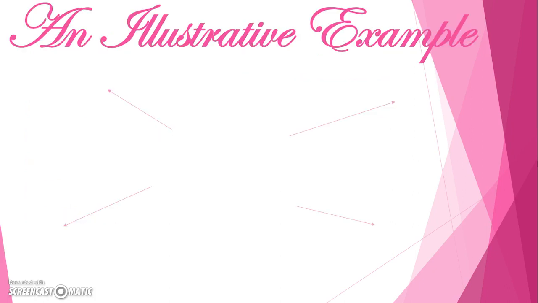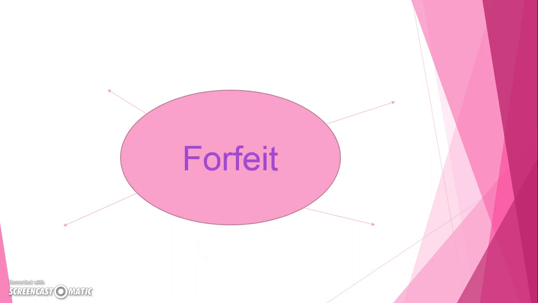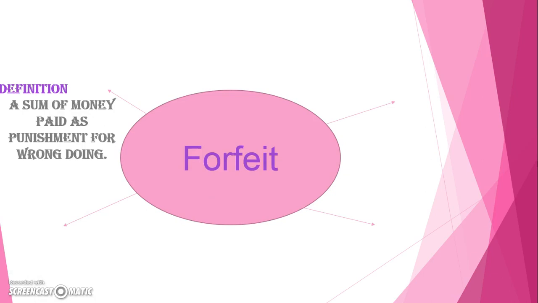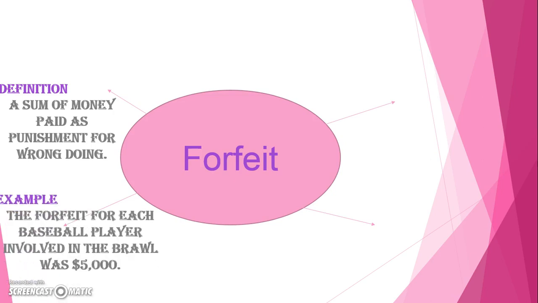The following is an illustration of how to actually use it in the classroom. So, for example, by teaching students the word forfeit, which is a word taken from the Merchant of Venice, Act 1, I will first put the word in the center, then ask the students to come up with a definition of the word, which is a sum of money paid as punishment for wrongdoing. Then I will ask them to provide an example. The forfeit for each baseball player involved in the brawl was $5,000. Then ask them for a synonym, which is penalty, and an antonym, which is retain.